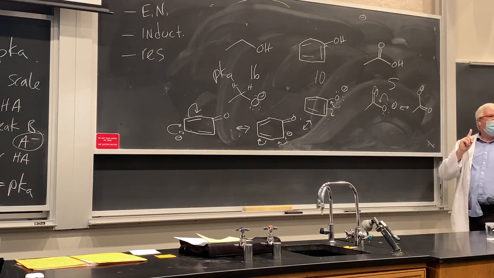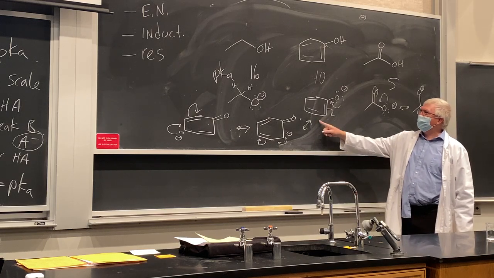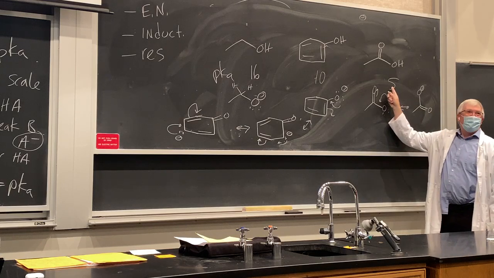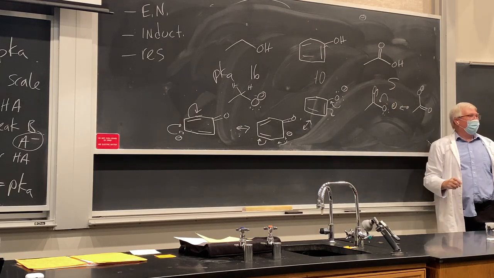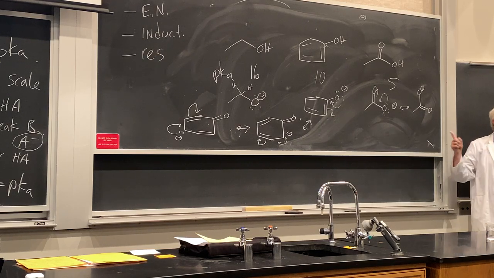So wait a minute. What's the issue here? There's 4 resonance structures, and it's only 10. Here there's 2 resonance structures, but this is the more acidic one. Question or explaining this? Explaining it. Very good. What do you think?